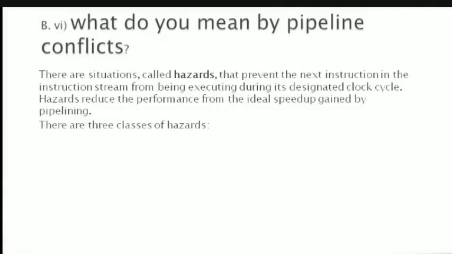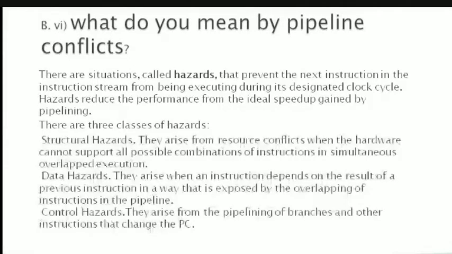There are three types of hazards. Structural hazard: they arise from resource conflict when the hardware cannot support all possible combinations of instructions in simultaneous overlapped execution. Data hazard: they arise when an instruction depends on the result of a previous instruction in a way that is exposed by the overlapping of instructions in the pipeline. Control hazard: they arise from the pipelining of branches and other instructions that change the PC.